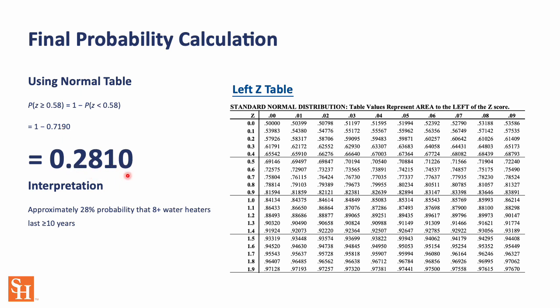So what would be the interpretation? Approximately 28% probability that at least 8 water heaters last for at least 10 years, right?